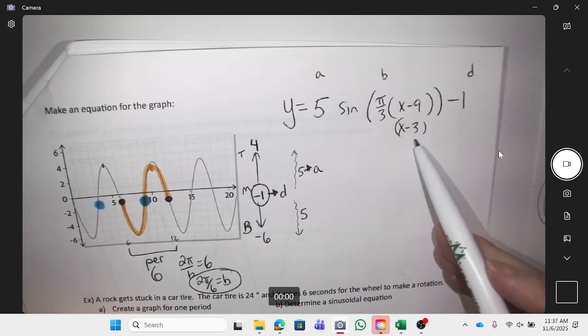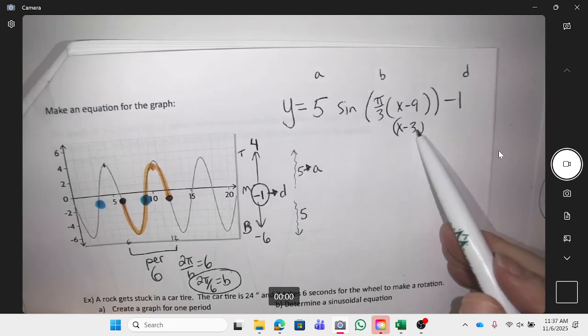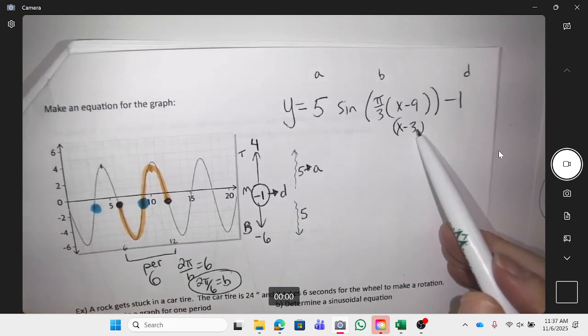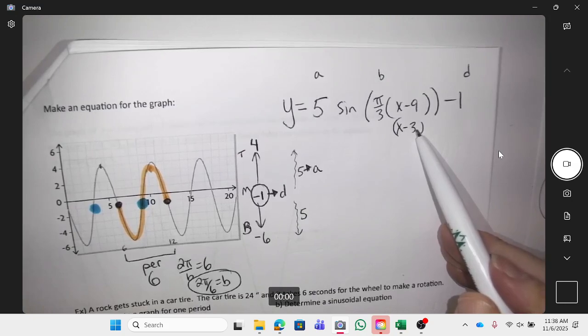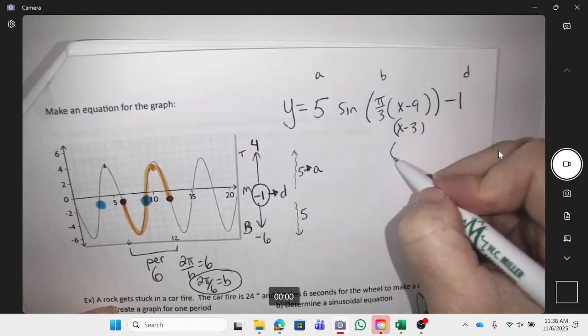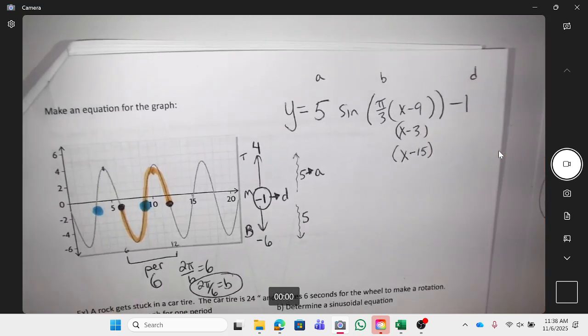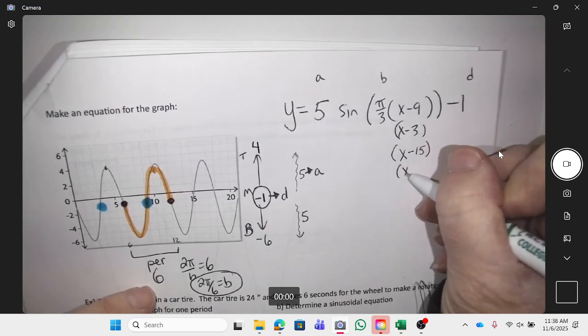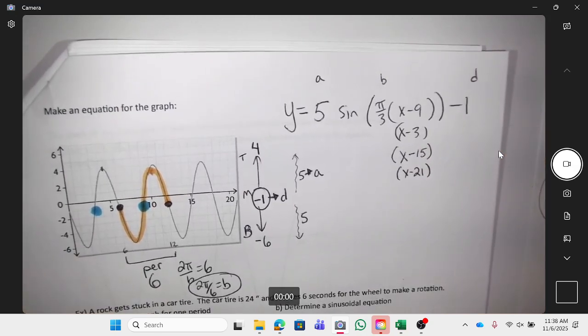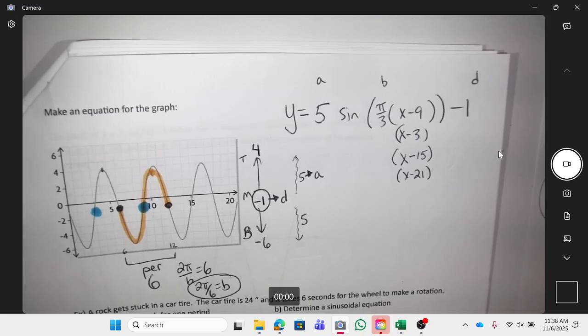Do you understand that every sixth number, it would work, right? Because every sixth number, you see another one of those points again. So what would be 6 more after 9? At 15, right? 21. Okay, there's lots of options, okay?